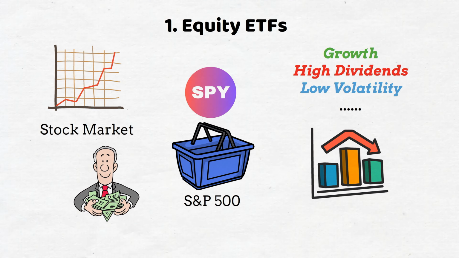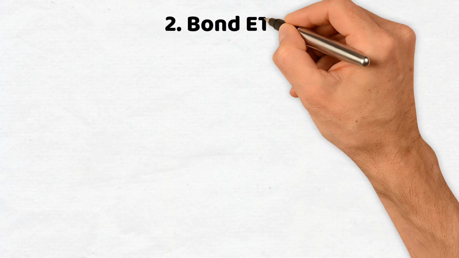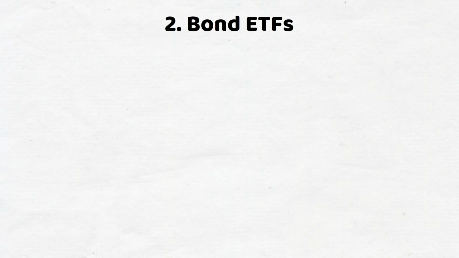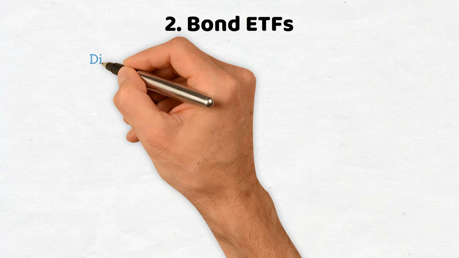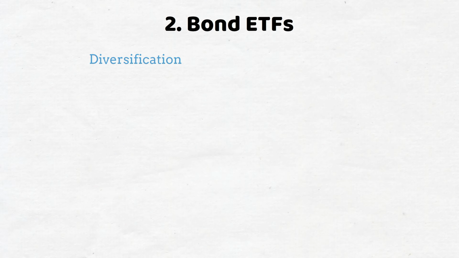For example, XLK saw a drawdown of up to 80% during the dot-com crash. So if you're investing in equity ETFs, it's important to understand the systemic risks of the stock market. Because of this volatility, it's important to pair equities with assets that have different risk characteristics. That's where bond ETFs come in. These are one of the most critical tools for diversification.